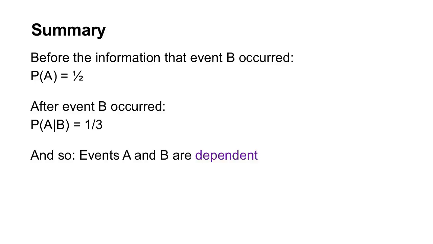Now let me remind you of a concept from a previous module, the concept of independence and dependence. Notice the information of B now changed the probability of A. So the likelihood of the event A depends on B occurring or not. That now means A and B are dependent.